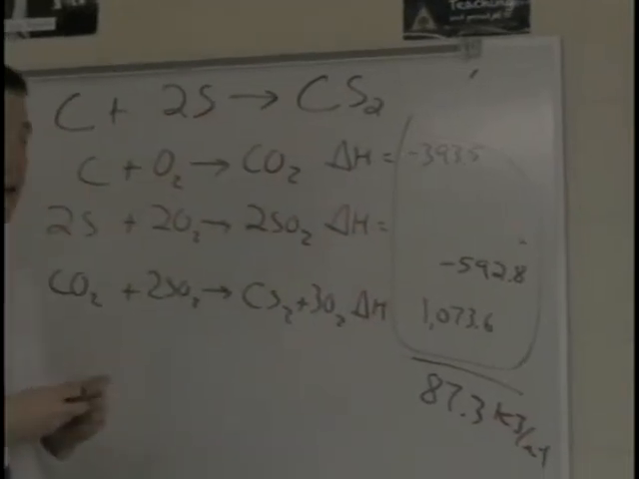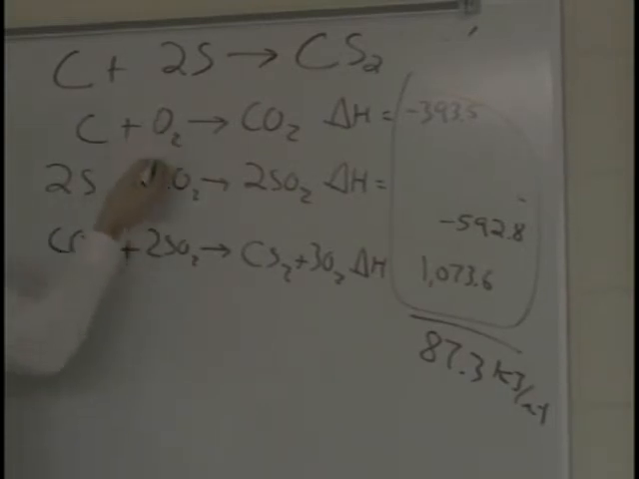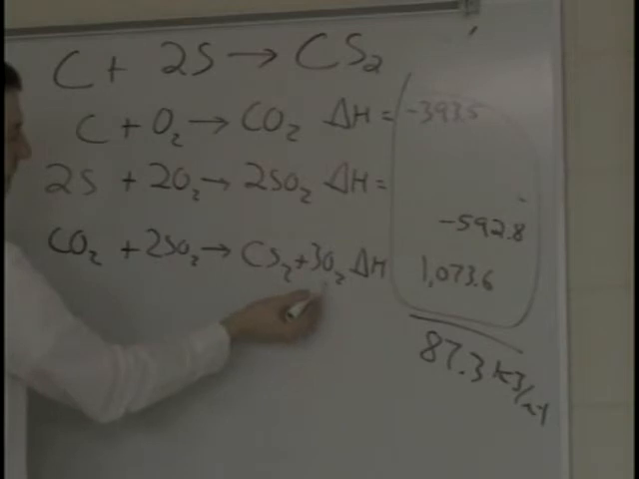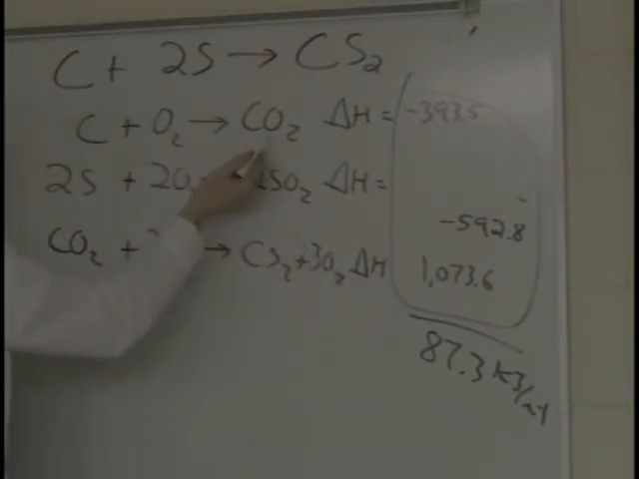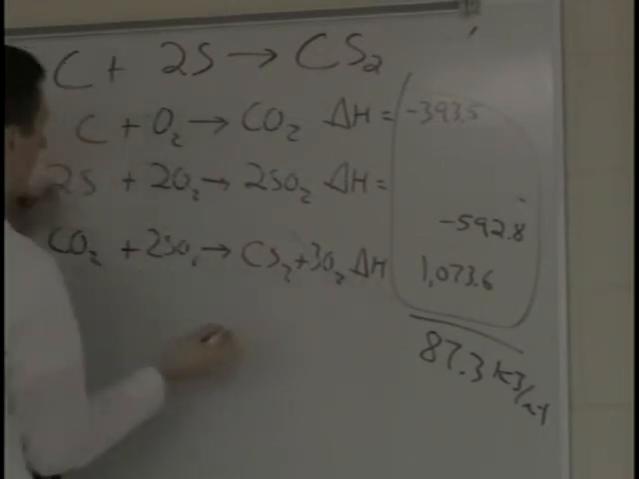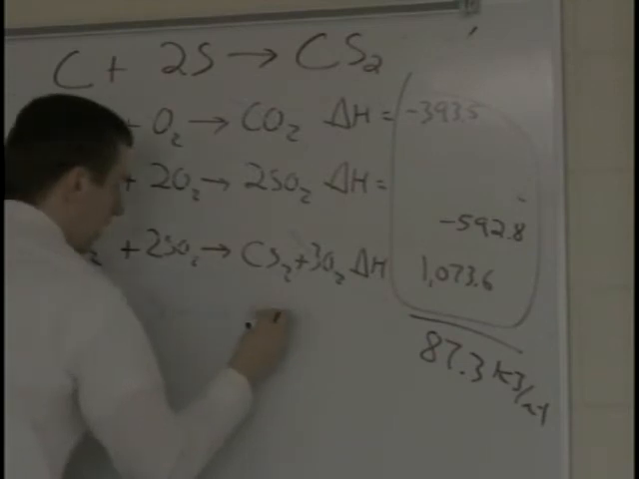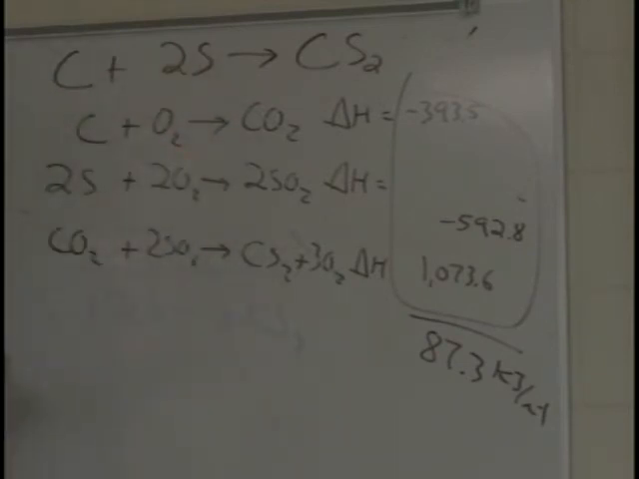Now, if you need convincing of this method working, I have 1, 2, 3 oxygens on my reactant side. I have 3 oxygens on my product side. They cancel each other out. I have 1 carbon dioxide in the product, 1 carbon dioxide in the reactant. They cancel each other out because they're on both sides. 2 SO2s, 2 SO2s. If I add up what's left, I have carbon plus 2 sulfurs making CS2, which is exactly what I wanted to get to.